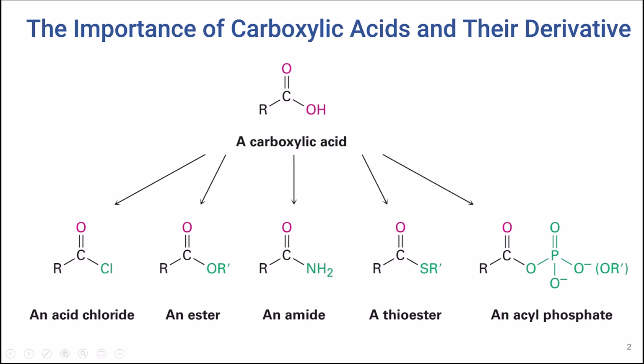So we have acid chlorides, we have esters, amides, thioesters, which have the sulfur here, and then one thing that is also present is our acyl phosphates. So when we start talking about ATP or adenosine triphosphate, we're going to encounter different acyl phosphates.